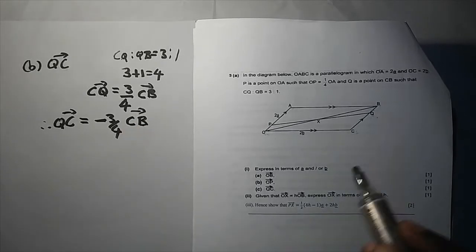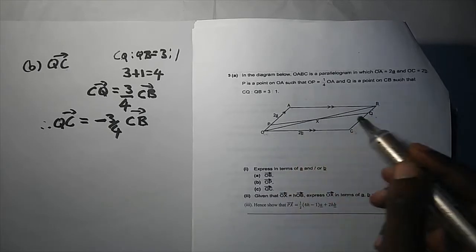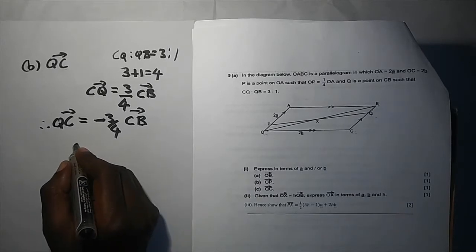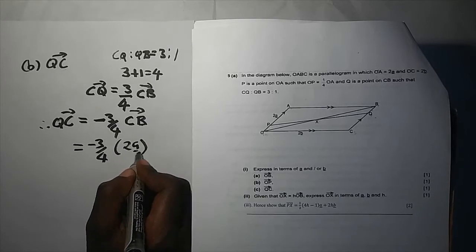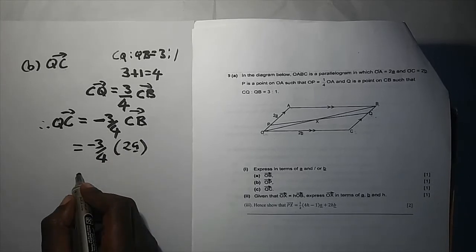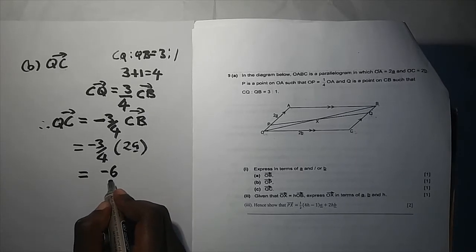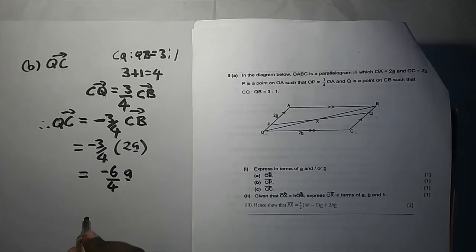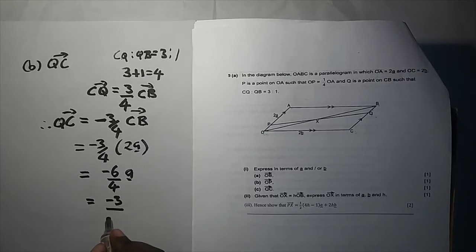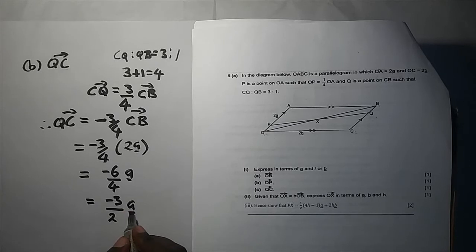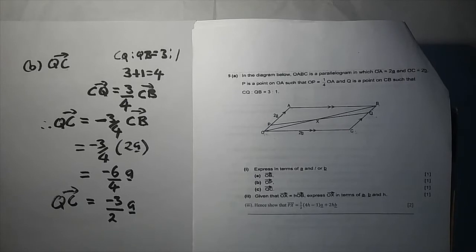CB. Okay, CB here is the same as OA. So 2A on this side means you also have 2A here. So you're going to substitute here. You're going to have negative 3 over 4 times 2A. So we multiply these two here. We are going to have negative 3 times 2, you're going to have negative 6 over 4A. And so 2 can go into 6 3 times. You are going to have negative 3 here, over 2 into 4, you have 2A. And so therefore our QC here is negative 3 over 2A.